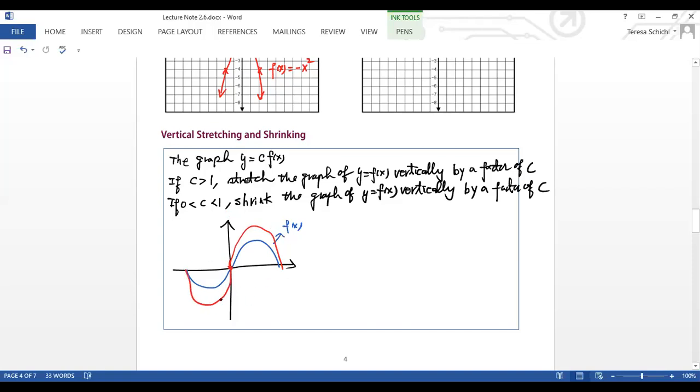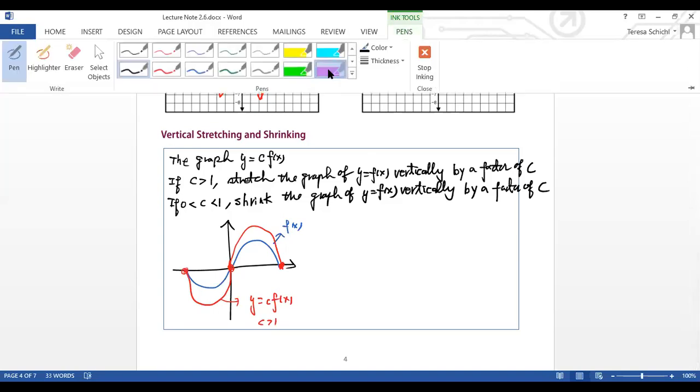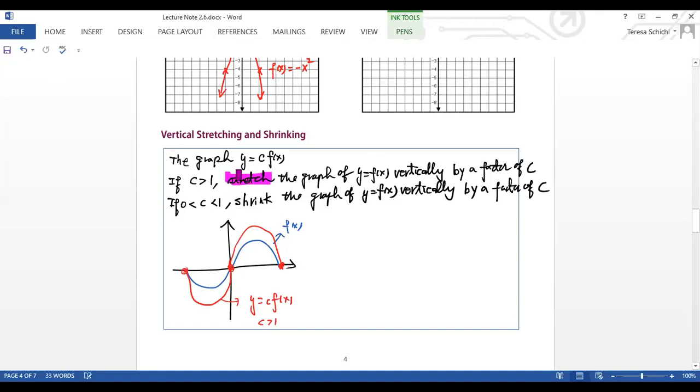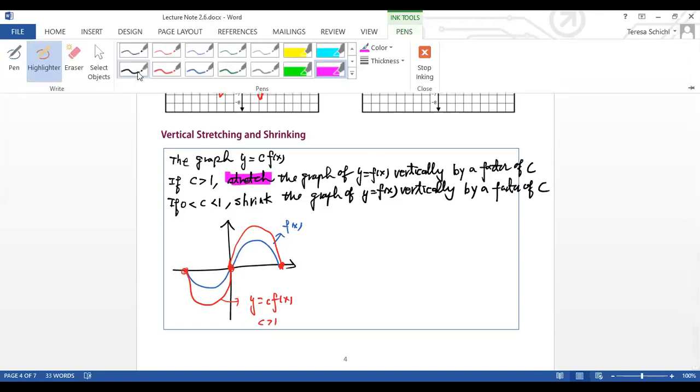The red one here is y equal to c times f of x, because c is greater than 1. Whatever the points are here, you multiply by that factor. But when they touch the x-axis, the value is 0, and 0 times anything is still 0. That's why they stay on the x-axis. This is why we call it a stretch. We make it longer and bigger.